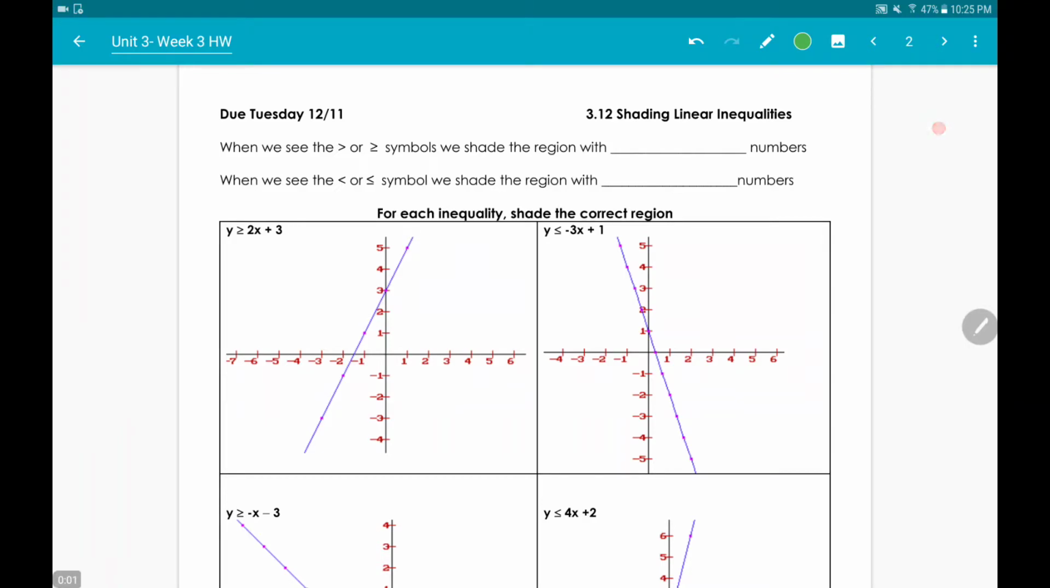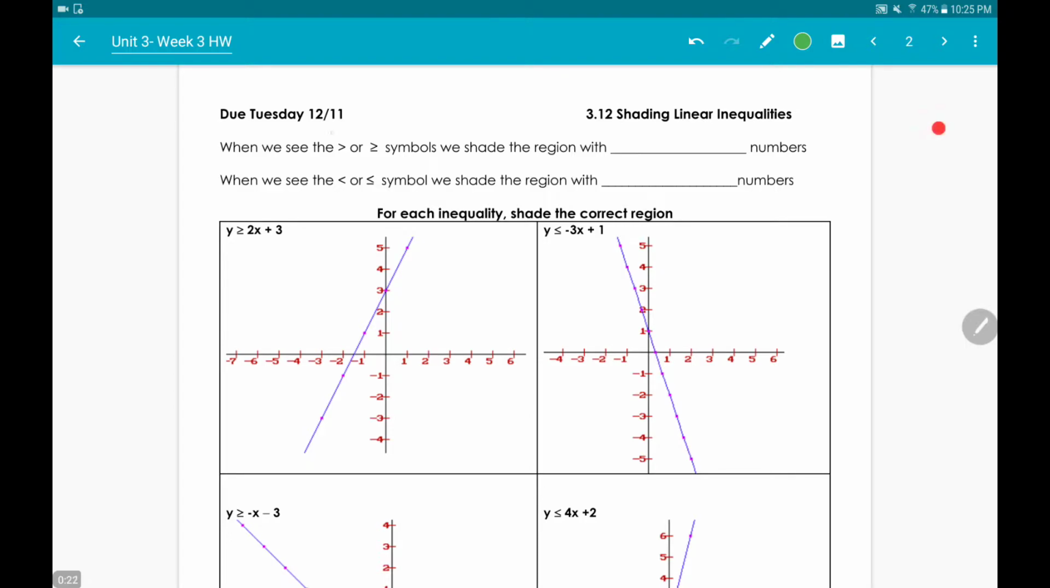Hi guys, so the video today is going to be on shading linear inequalities. Monday in class, we shaded inequalities when they were horizontal and vertical lines. What we're going to do moving forward today is shade linear inequalities when they're diagonal, okay?